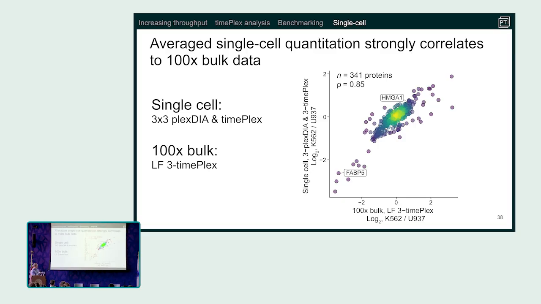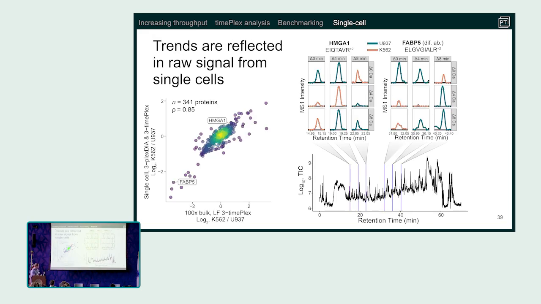So we can use that bulk diluted standard, the ratio of protein abundances in the K562 cells to the U937 cells, as our reference line. And we can see what the averaged-out single cells, what their quantitation looked like relative to it. And the idea being is that they should agree. We have strong correlation, 0.85, between these averaged-out single cells and our bulk data, suggesting we have good quantitative accuracy in our single cells. I'm highlighting two proteins, HMGA1, which is just a protein that's highly abundant, and FABP5, which is a protein that is about 5-fold more abundant in U937 cells than K562 cells.